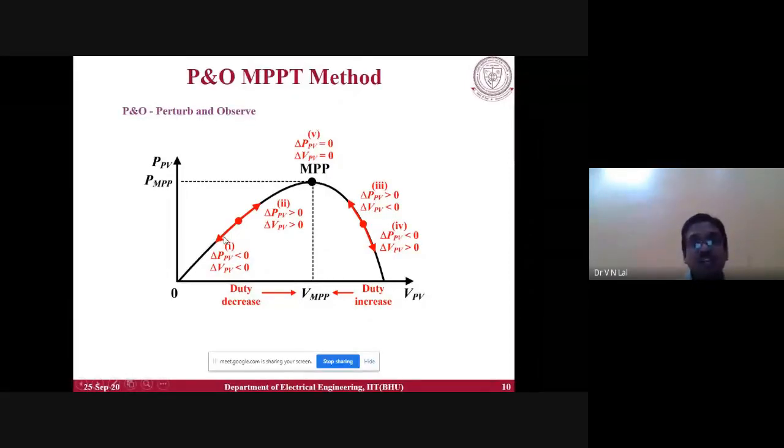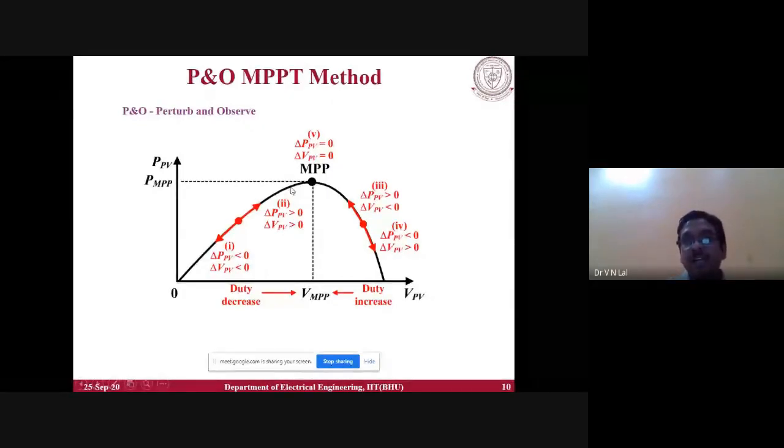The voltage is incremented, power is increased. Again, the voltage is incremented, power is increased, and so on. So it will reach this maximum power point. And again, when the voltage is incremented, the power is decreased at this point. So what to do? The perturbation should be reversed. So the voltage is to be decremented, and the power is increased. Again power is increased, which means the decrement should be continued. Then the power is again decreased, and the direction of perturbation is again reversed.